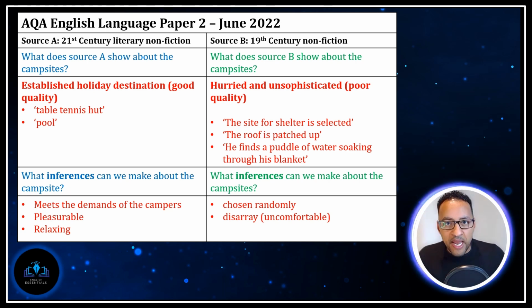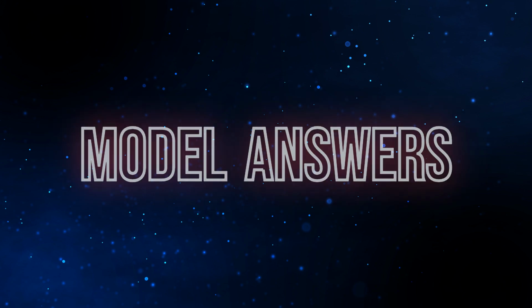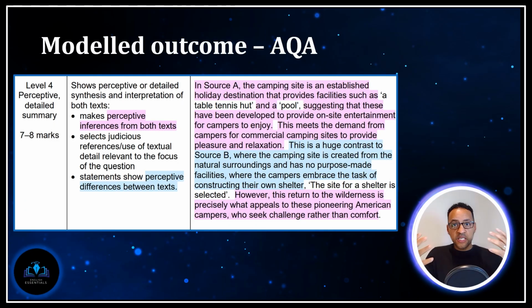The second bit, and this really is the most crucial bit, what's going to separate the wheat from the chaff, is making that inference. For source A, what inferences? Look at the example there. There is a table tennis hut, and from that I can infer that it meets the demands of the campers. From that I can infer that it's pleasurable. From that I can infer that it's relaxing. And you can see the same for source B. This is what we would call a model answer, and this comes from AQA.